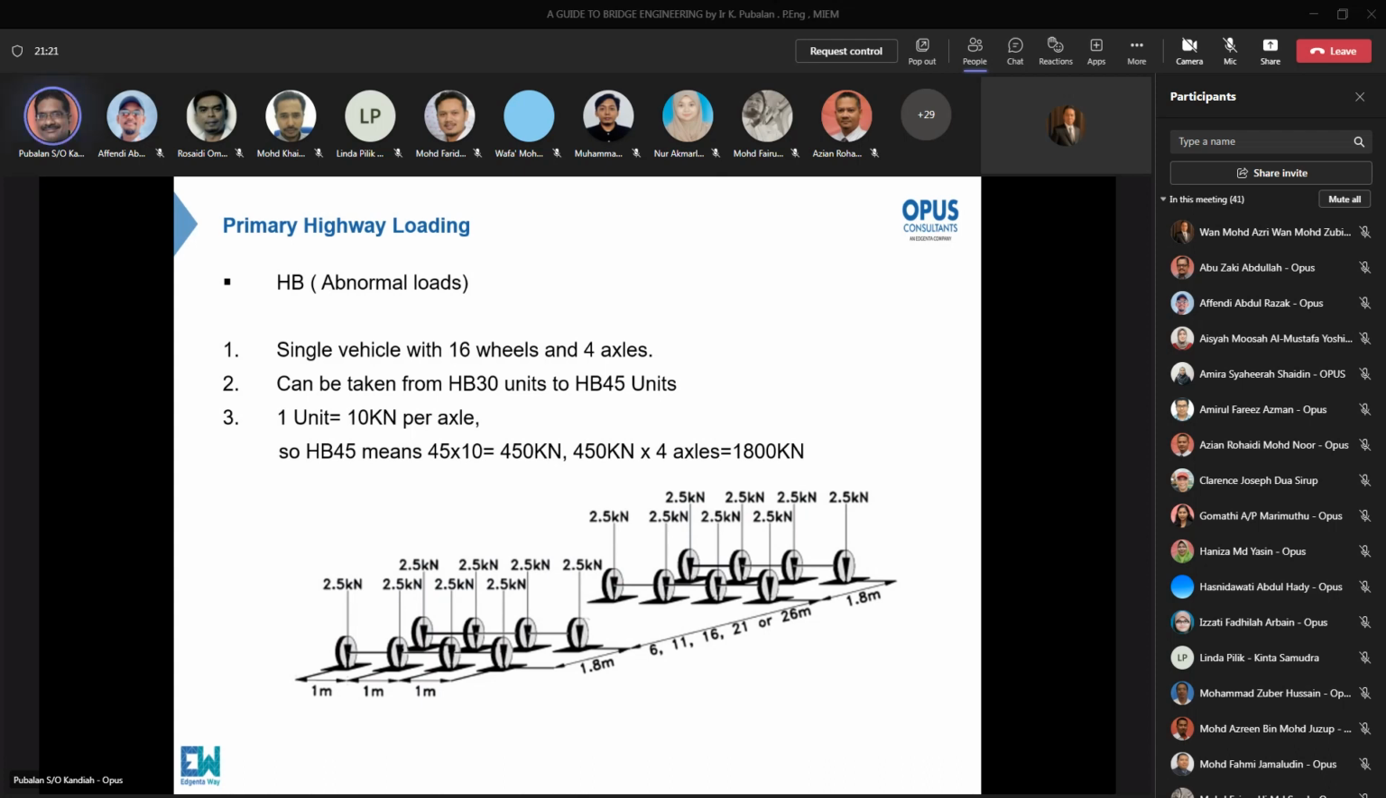So we move on. So this has to be clear. Like if HB 30 is a 30 ton, so 30 times 4 axle, 120 ton. Okay. So sometimes the bridges in rural area and Taman and so on, we just design it for HB 30. We don't use HB 45 because there are no commercial or industrial connections around the area.